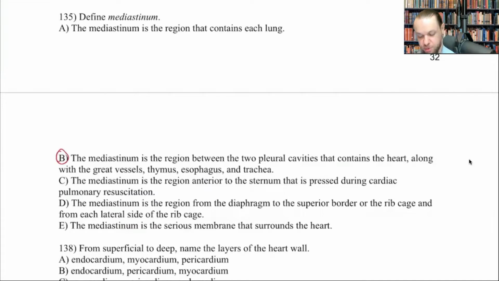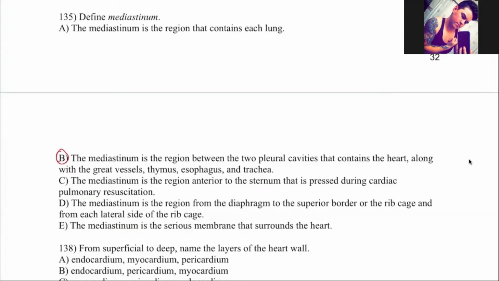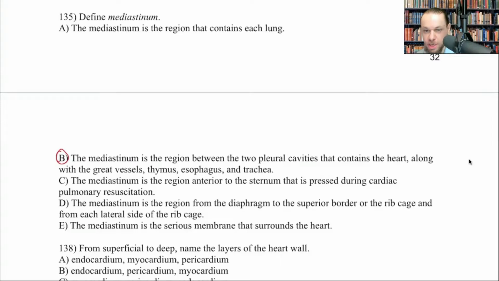So the mediastinum is the region between the two pleural cavities that contains the heart along with all the great vessels, thymus, esophagus, and trachea. So basically it has all the structures besides the actual lungs, right? If we say thoracic cavity, then we're going to include the lungs with it. So the mediastinum is basically like the center of the chest box, which has all the great vessels, right? That's why when they do a chest x-ray for possible aortic dissection, that's where they will look, for possible widening of the mediastinum.